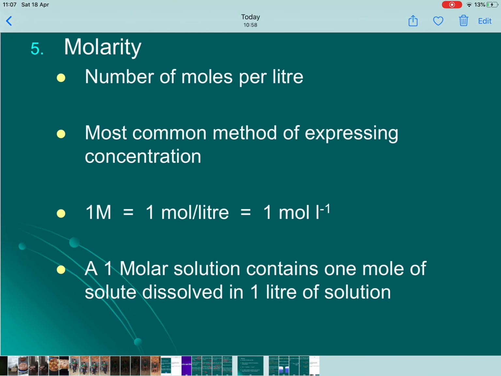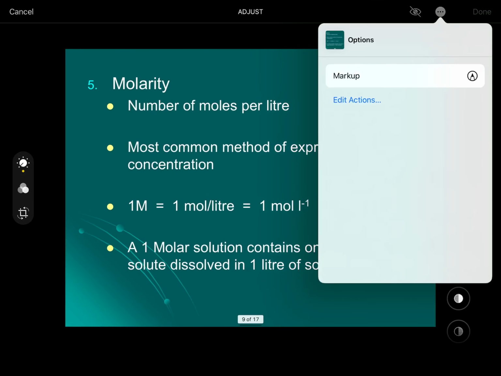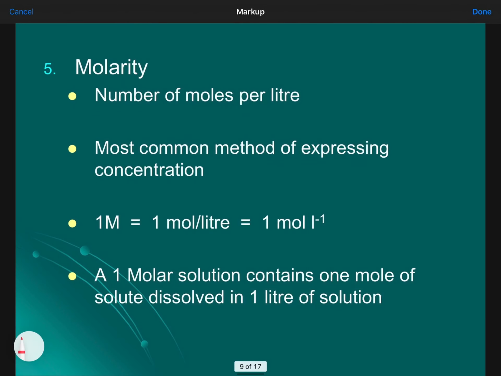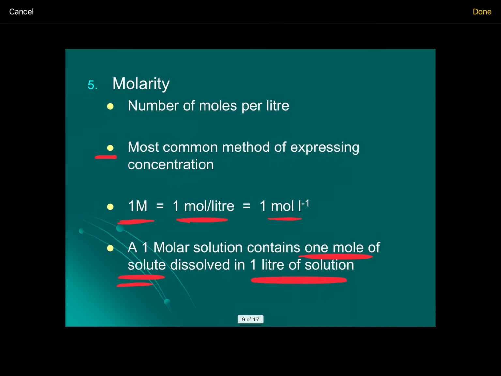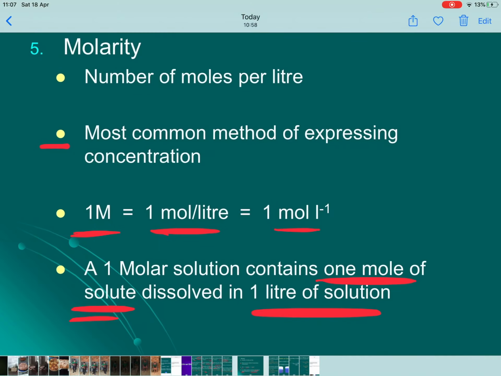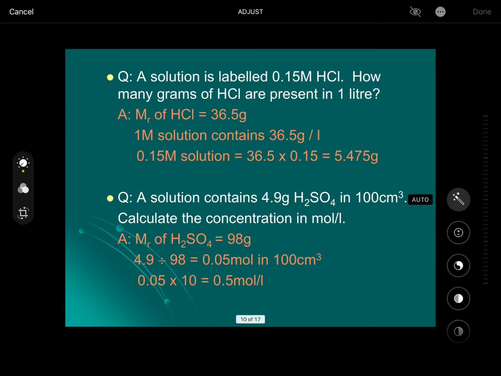And then finally, molarity. Now this is the most important one in terms of chemistry. We talk about moles per litre. It's the most common method of expressing concentration. So 1M, the minute you see capital M, you are thinking moles per litre, or that's another way that they used to have of writing it. A 1 molar solution contains 1 mole of solute dissolved in a litre of solution. Okay, so we'll just do a calculation on that now.